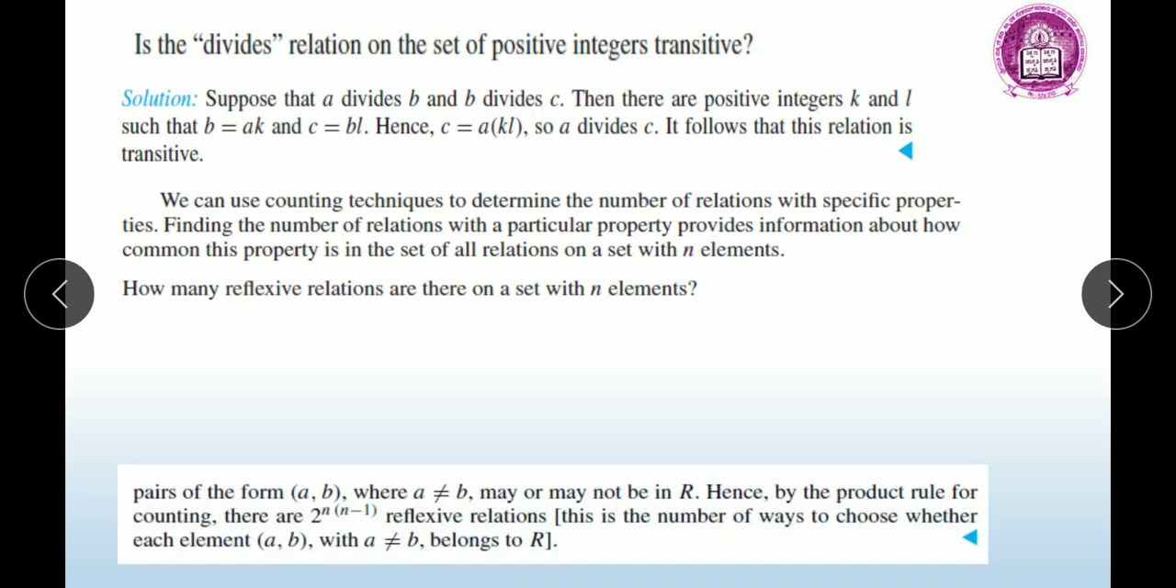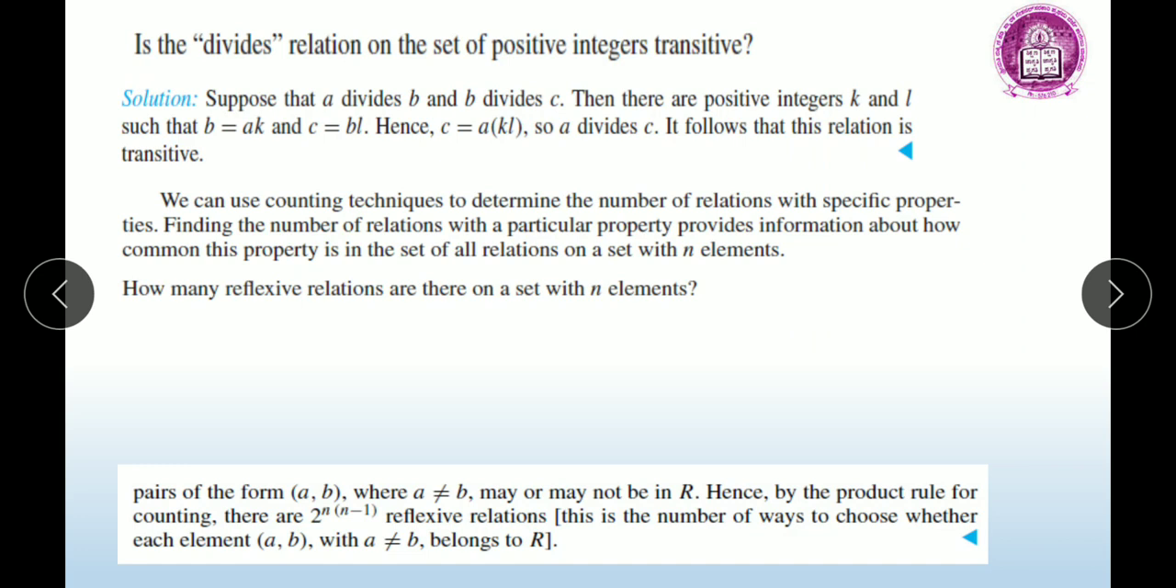Pairs of the form A comma B where A not equal to B may or may not be in R. Hence, by the product rule for counting, there are 2 to the power n into n minus 1 reflexive relations. There is a number of ways to choose whether each element A comma B with A different from B belongs to R.